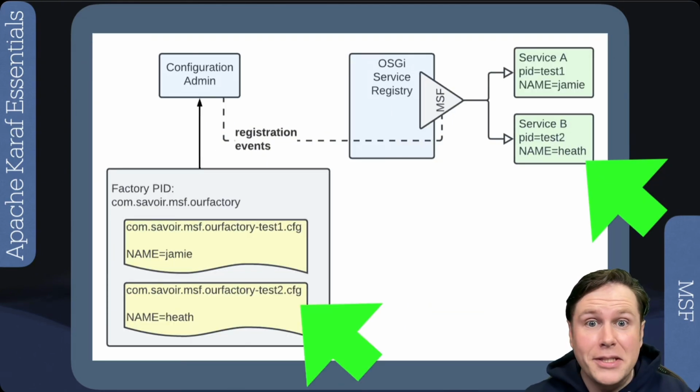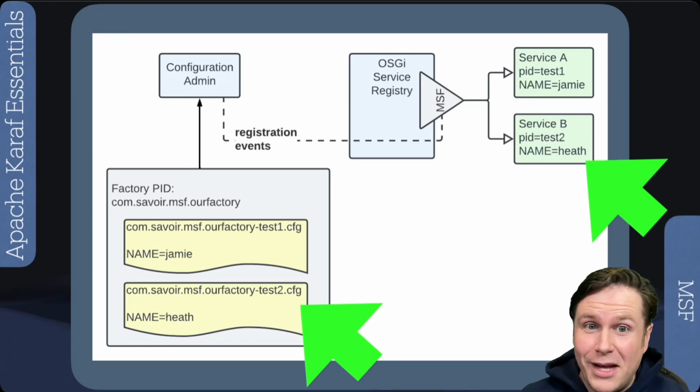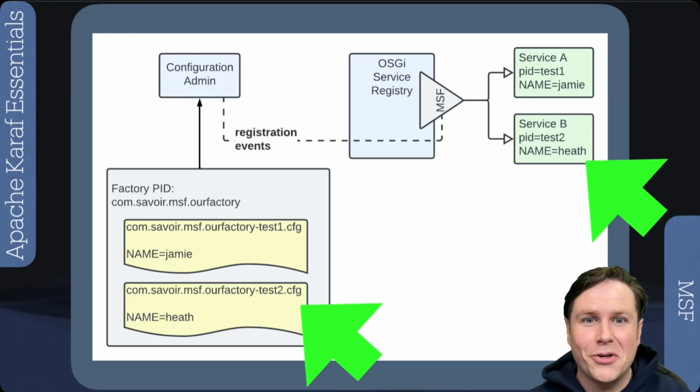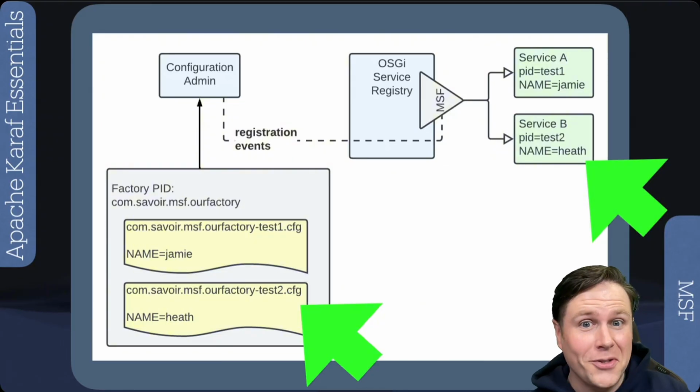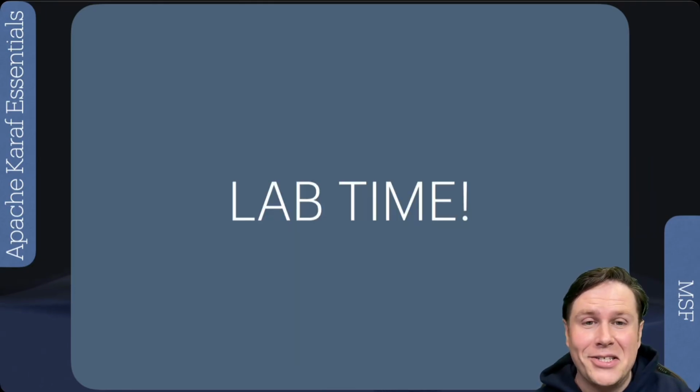Keep in mind, this is a dynamic system when we're running things in Karaf OSGi. If we add more files at runtime, more service instances are going to get created. If we alter those files, the services are going to get altered. If we delete those files, we're going to end that service run. That's pretty cool, and it's a really neat thing that Karaf can do. That being said, it's time to go into our lab.